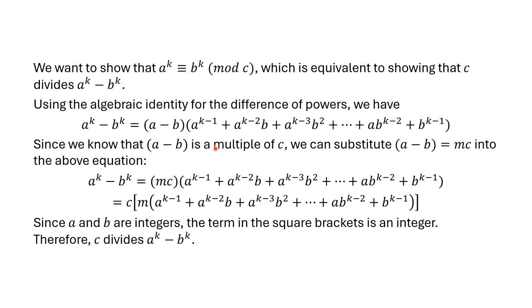And we were given that A is congruent to B mod C. In other words, A minus B is a multiple of C. So we can write A minus B equals M times C, where M is some integer. We plug that in here. And now we have A to the K minus B to the K equals C times, we don't really care what this is in here other than it's an integer. And so that implies that C divides A to the K minus B to the K, which is what we were trying to show.